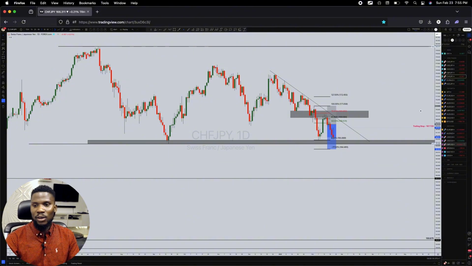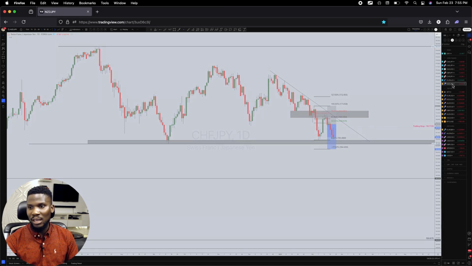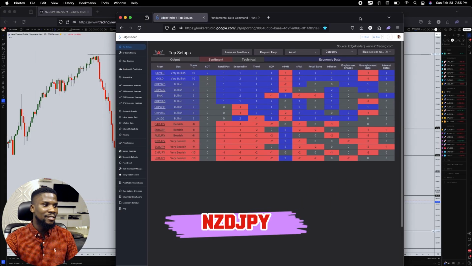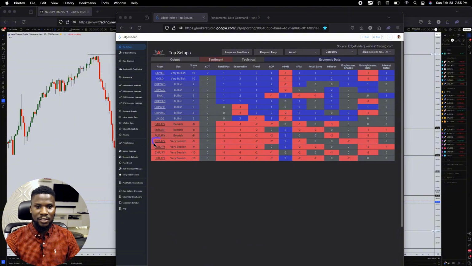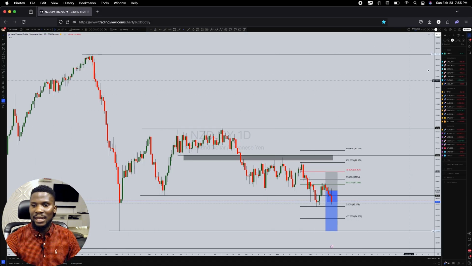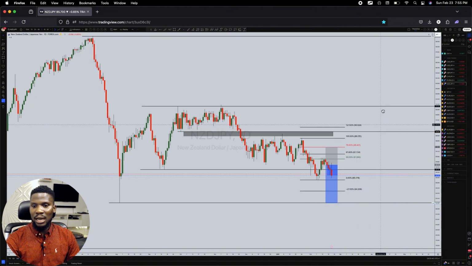All right. So let's move on to the last pair I'm looking forward to take, which is NZDJPY. NZDJPY is also reading -9 on Edge Finder right here. You can see NZDJPY -9, which is very bearish. I love that right there. So I'm looking forward to take that trade. So if I get it, I will love to see an entry.